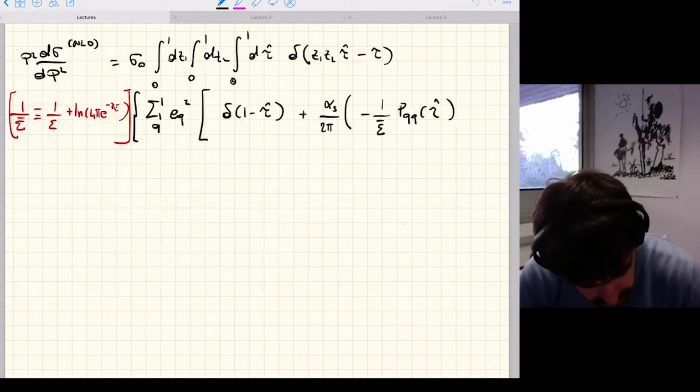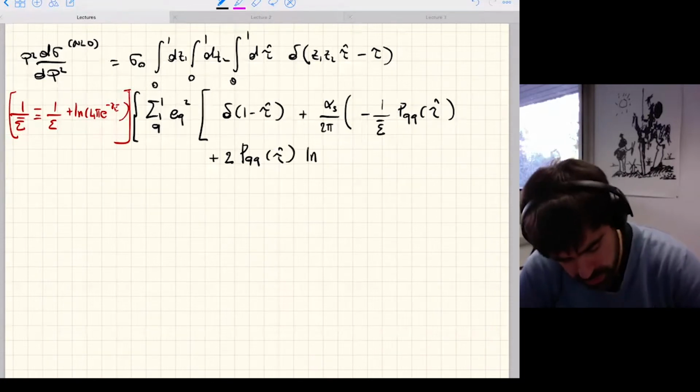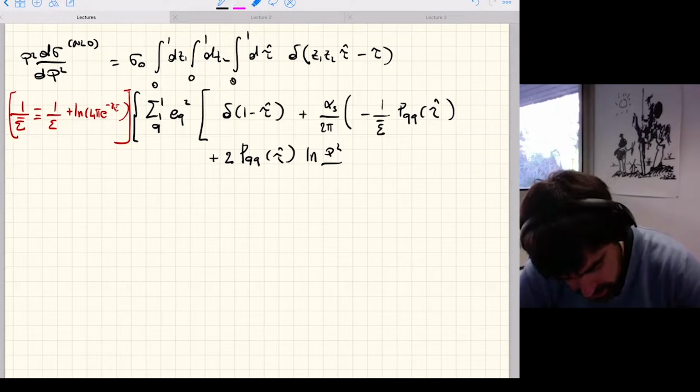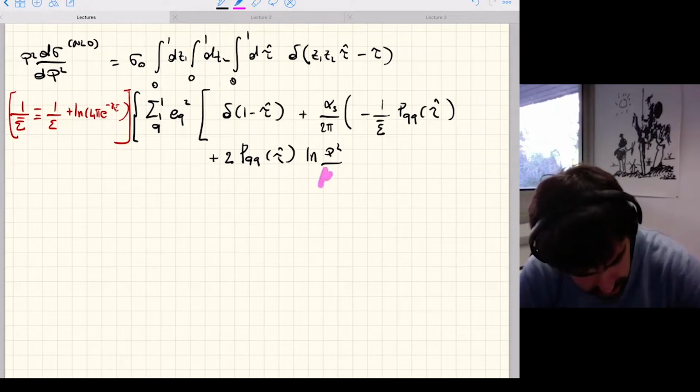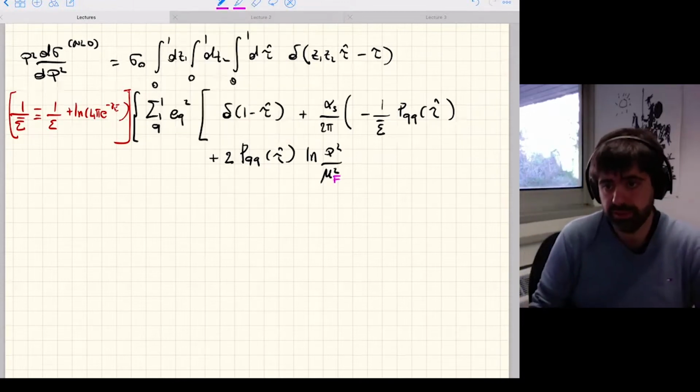There is also a term which is proportional to the splitting function and a log of q square over mu square. And now I'm going to identify, I'm going to call this k mu f square, and I'm going to put the label mu f so that we remember this stuff.